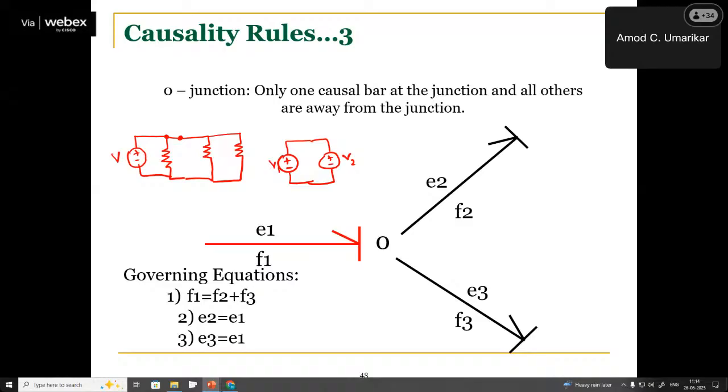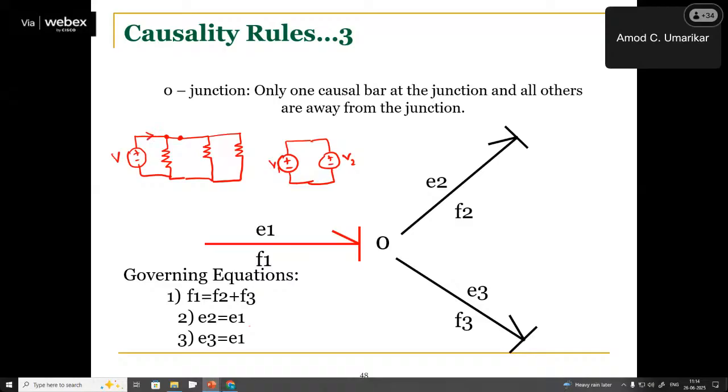Now you can see the governing equations here. What is deciding the effort at the zero junction? Bond 1, correct? Bond 1 is deciding effort. So therefore E2 is equal to E1, E3 is equal to E1. For the other bonds the effort is automatically decided, that is E1. Similarly, F1 is decided by the summation of F2 plus F3.